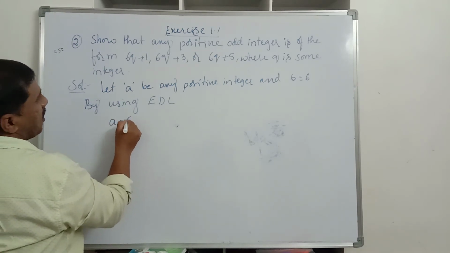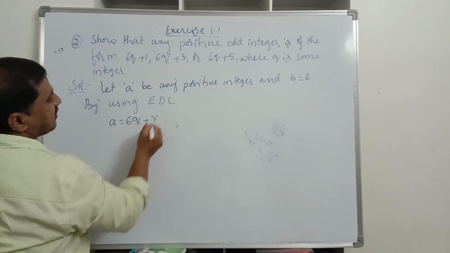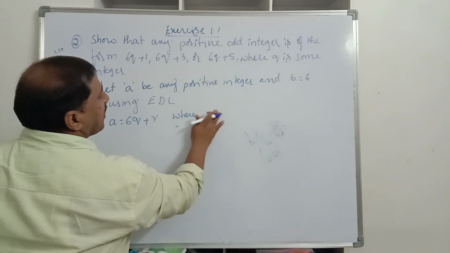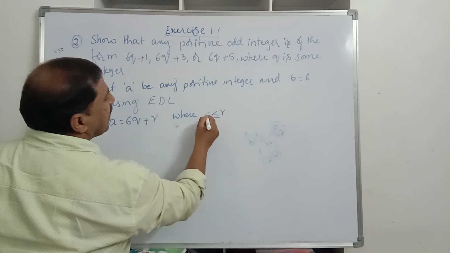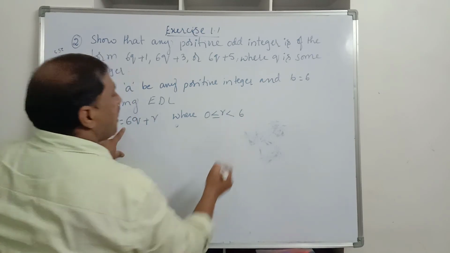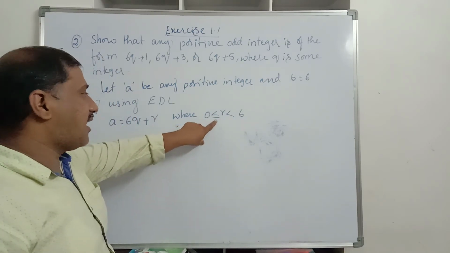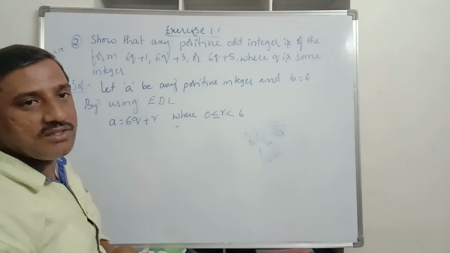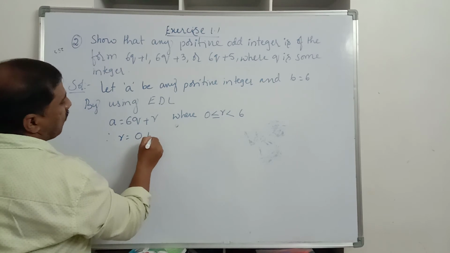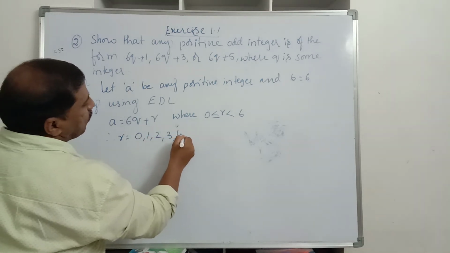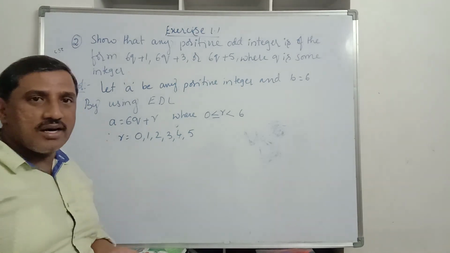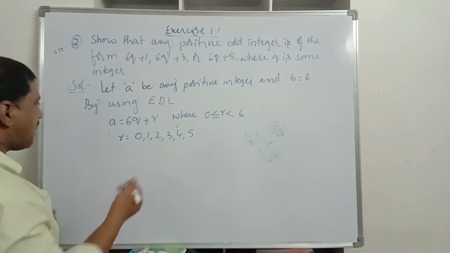a equals 6q plus r, where r is greater than or equal to 0 and less than b. Here b equals 6. Therefore, r can take the values 0, 1, 2, 3, 4 and 5. So the remainders may be 0, 1, 2, 3, 4 or 5. Now check each case.